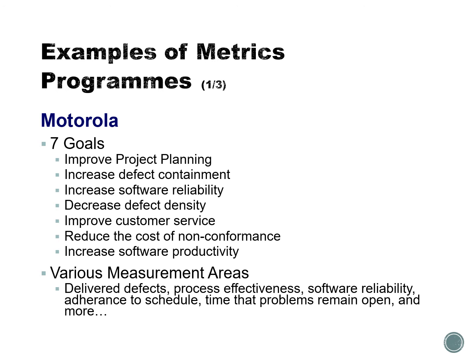So, there's, for example, a couple of companies, what they try to do. These are all huge, large companies, Motorola, Hewlett-Packard, some would say dinosaurs of the software engineering and ICT industry. So, for example, Motorola has the 7 goals. Whatever we are doing with our metrics programs, we improve project planning, increase defect containment, increase software reliability, decrease defect density, improve customer service, reduce the cost of non-conformance, and increase software productivity.